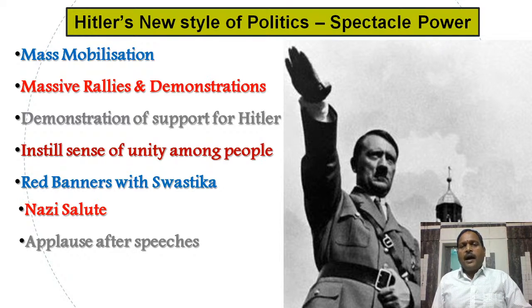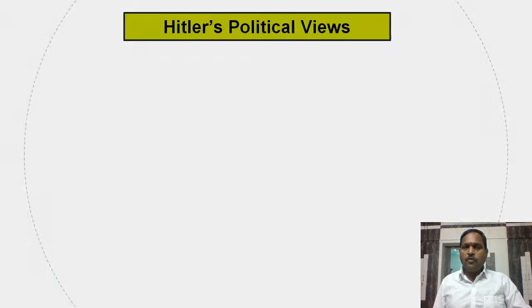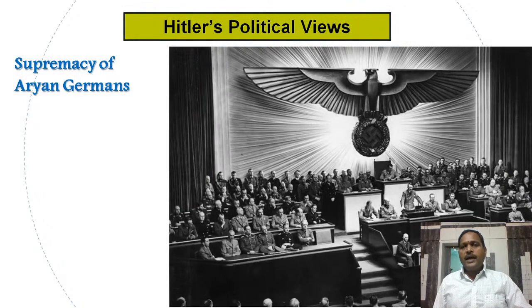After speeches, all the people would applaud with claps. It was also meant to show his power to the outside world. It is the new style of politics, the spectacle power. What are the political views of Hitler? First, he had faith in the supremacy of the Aryan Germans. He believed that Aryans are born to rule, not to be ruled. So, in this way, he had his political view.